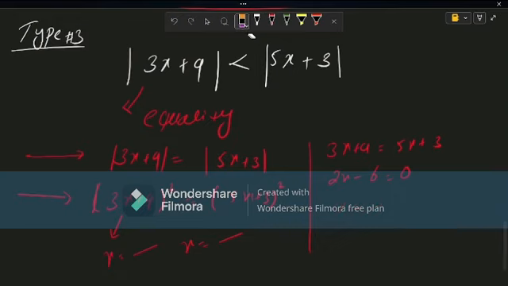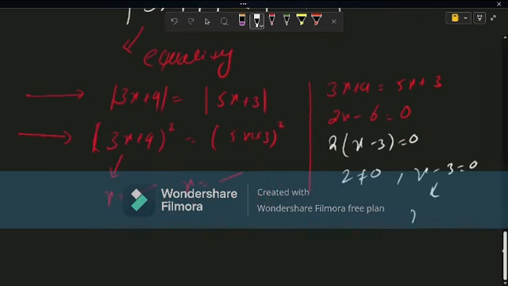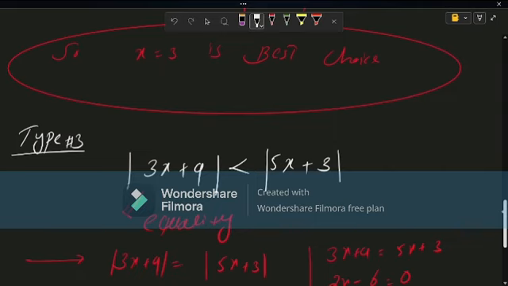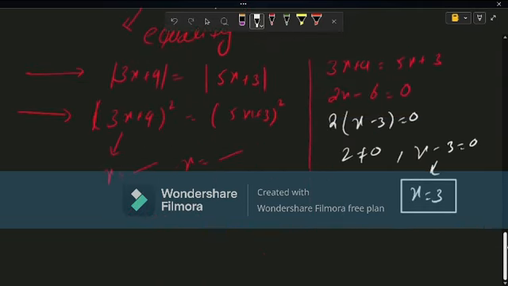Or if I would like to find the common term first, 2 can be taken as common, and inside you have x minus 3 is equal to 0, and 2 cannot be equal to 0, so it means that x minus 3 is equal to 0, and that gives you the answer, x is equal to 3. That is the answer. Now you have to check whether this answer holds or not. So plug this answer back in the main inequality, that is mod of 3x plus 9 is less than mod of 5x plus 3, and check whether x is equal to 3 is verified or not.